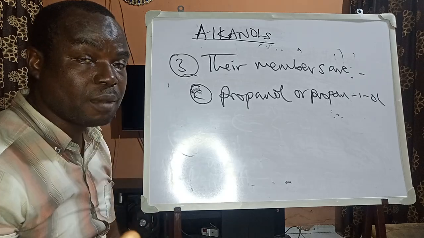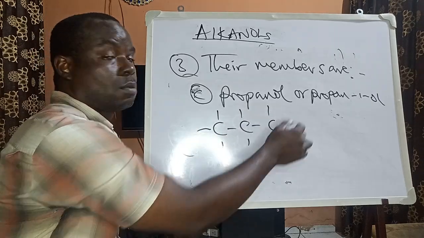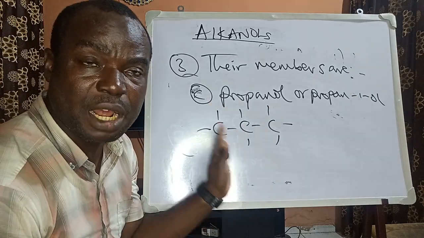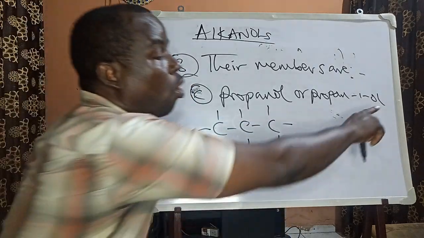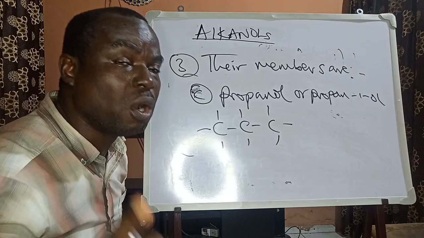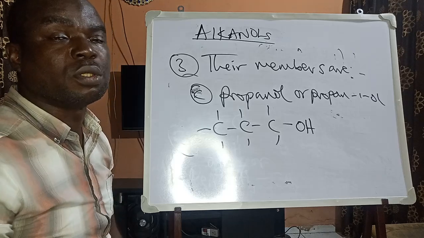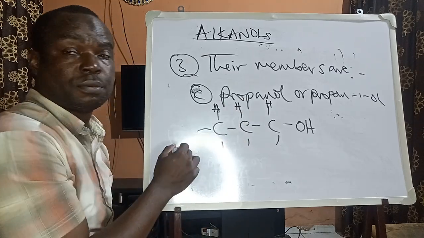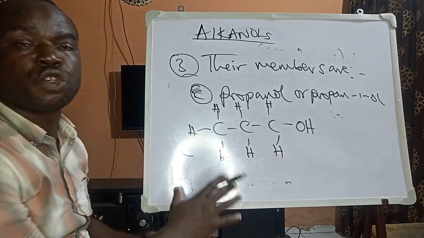Prop is how many? 3, as I explained to you. Remember, I told you must put all the bonds, 4 bonds around each carbon atom. You now put the ol. Now, this 1-ol, remember that the word ol means OH. This 1-ol means that you put the OH, which is the ol, on carbon number 1. So put it here. The rest of the bonds will now be occupied with hydrogen.